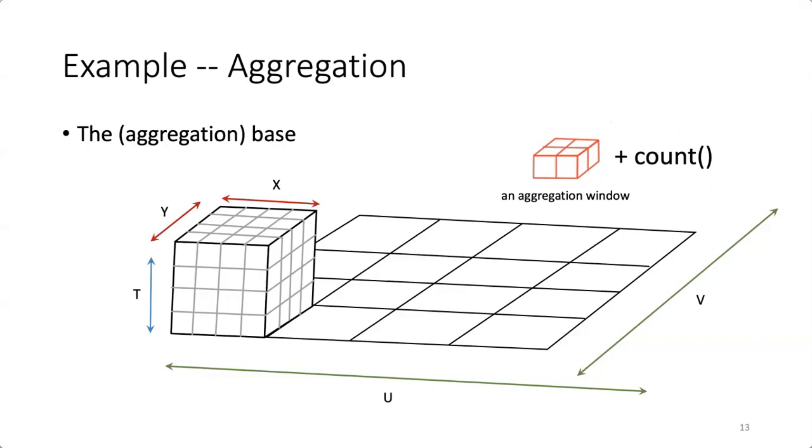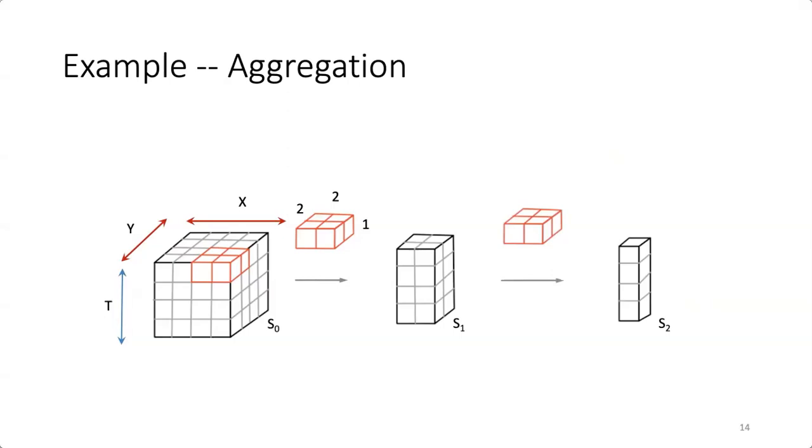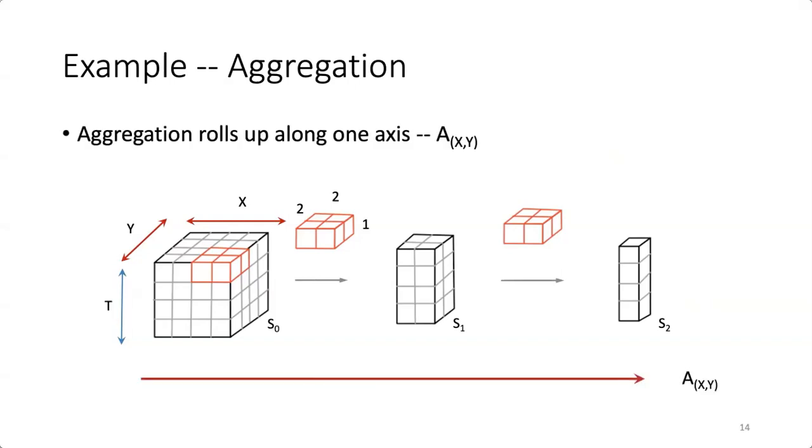So let's do this iterative aggregation step by step. We set a window size with 2 cells for X, Y, and 1 for the other dimensions. With this window, when we aggregate over the base, S0, it results in a stratum, S1. Then we take S1 as a base, use the same window, aggregating over S1, resulting in S2. The aggregation now rolls up along axis XY with 3 resolutions. And now we get our XY-axis Picube.